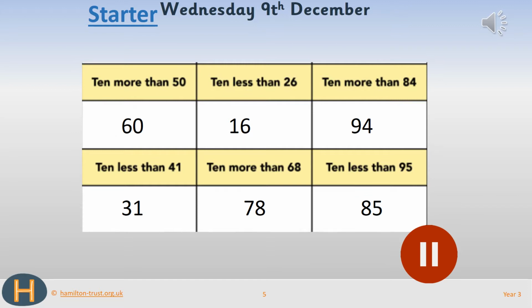10 more than 84 is 94. 10 less than 41 is 31. 10 more than 68 is 78. And 10 less than 95 is 85. So you may want to pause the video here so you can self-mark, or you can just continue on to the next slide. You may have noticed on this one as well, when you're finding 10 more or 10 less than a number, it's the ones column that stays exactly the same. Okay?